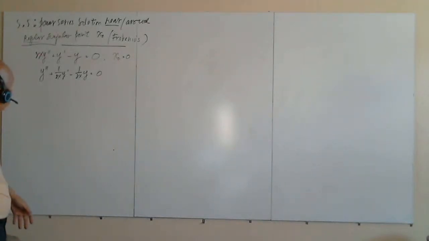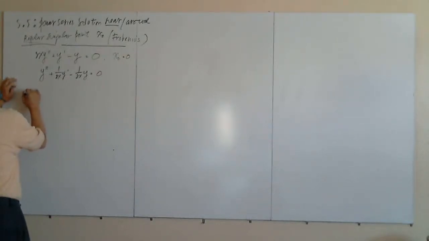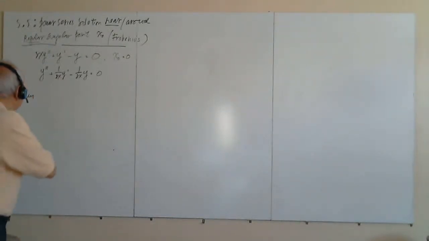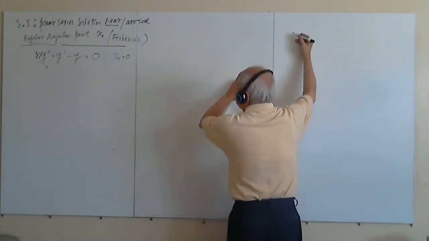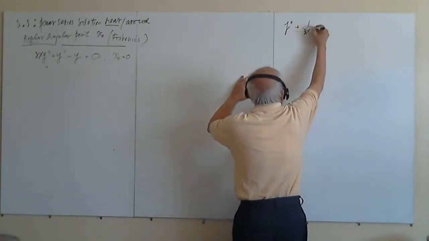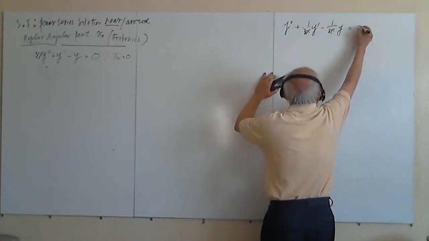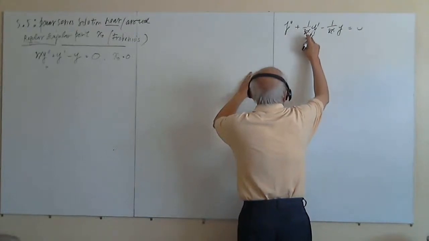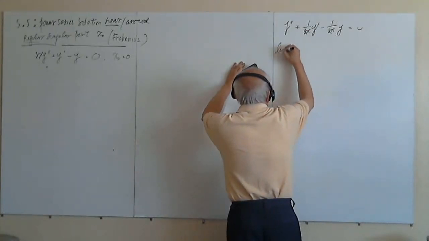Okay, and after that, I need to do two limits. I have limited space, so I'm going to write it down here. So I got y double prime plus 1 over 3x y single prime minus 1 over 3x y equal to 0. Right? So this one here is what we call q(x) divided by p(x), and this one is r(x) divided by p(x). So the first limit is the limit here.